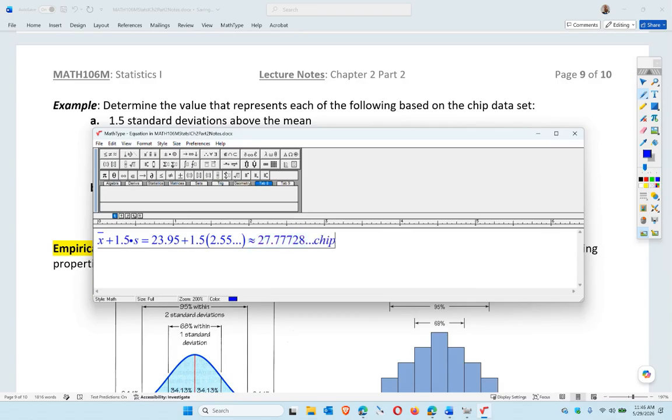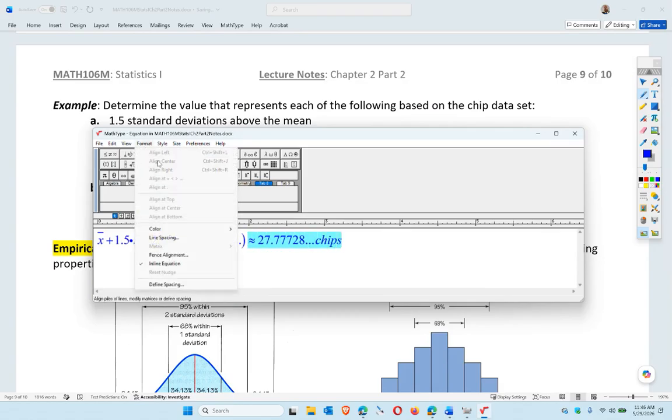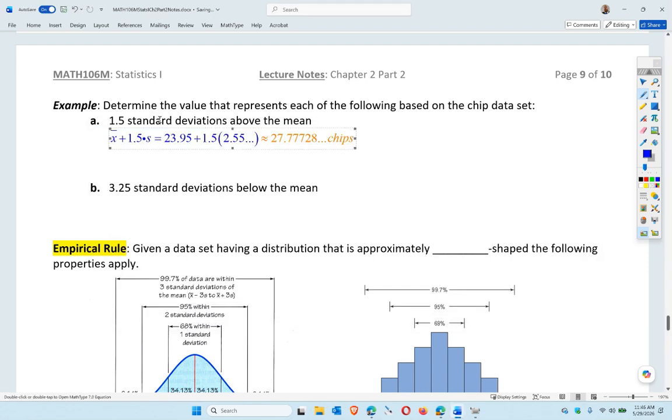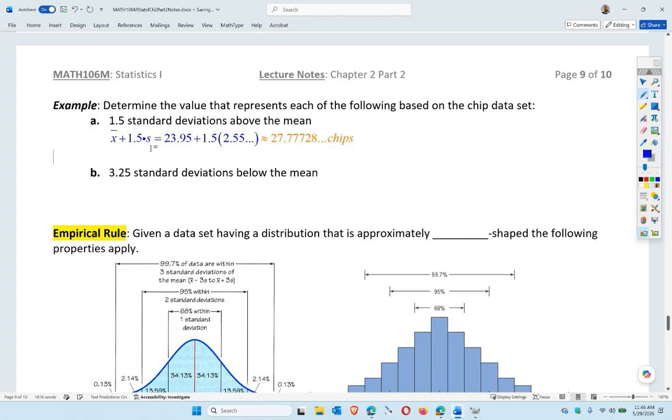So format color blue, and we'll make this the answer. Oh, and add chips, with a little space in there. Format color orange. Perfect. Okay, so that's the number of chips that represents 1.5 deviations above.